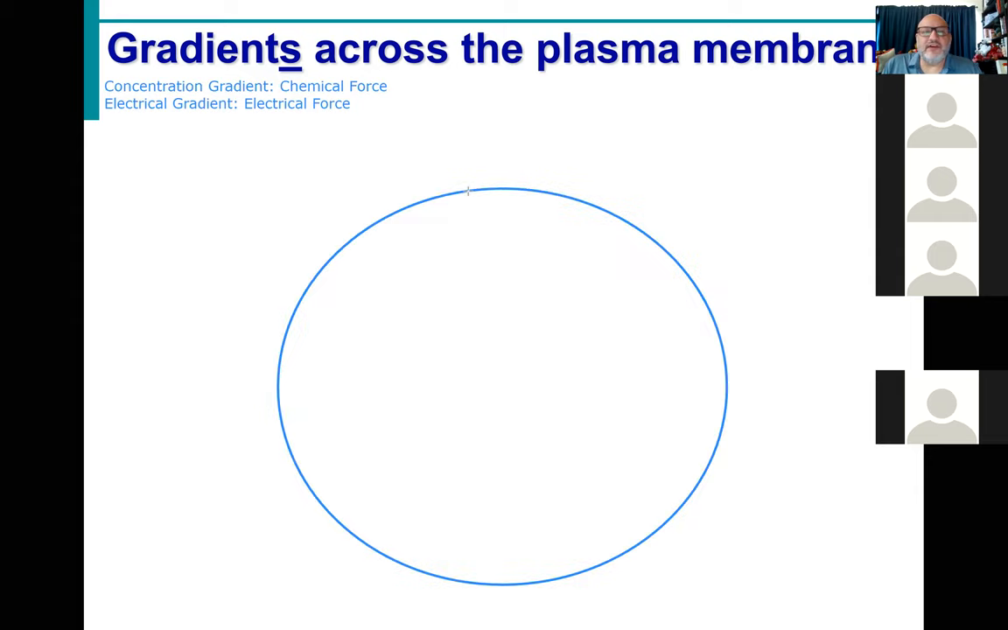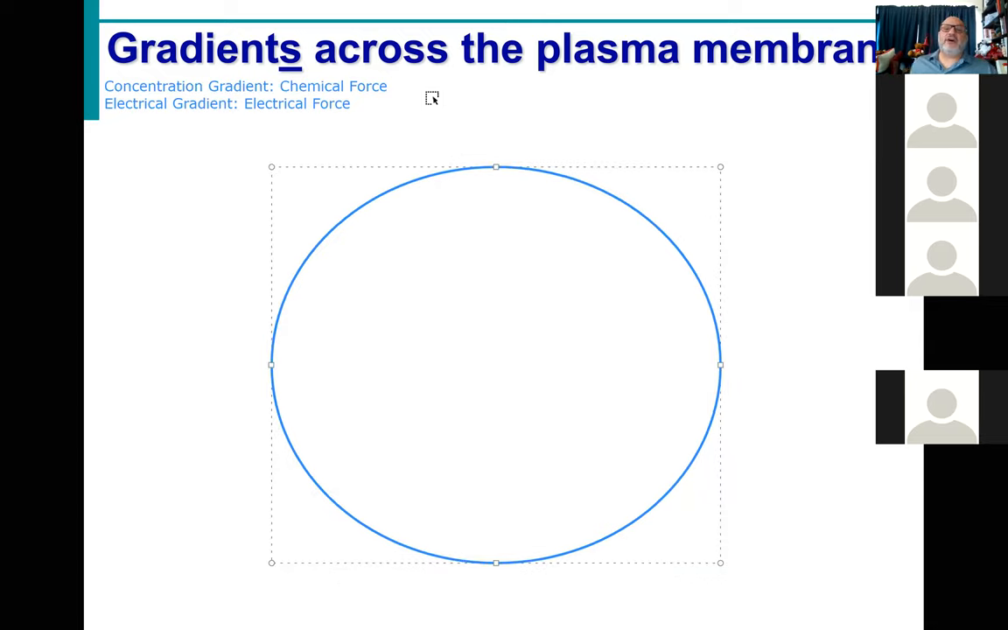Here is our cell. As we talked about in the last class, we know there is an unequal distribution of ions both inside and outside of the cell. What were the four ions we talked about? The most common ones, the ones that are most important. Give me the first ion we talked about. Sodium, excellent. But let's start first with sodium. Where is there more sodium, inside the cell or outside the cell?